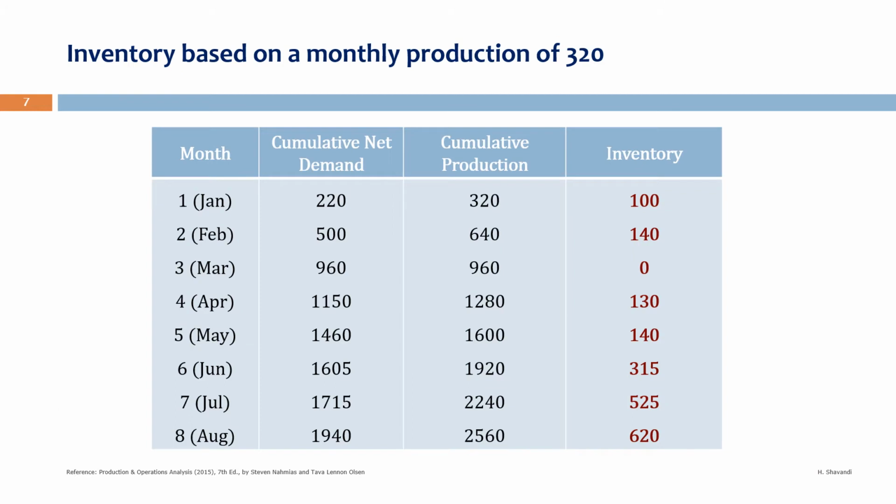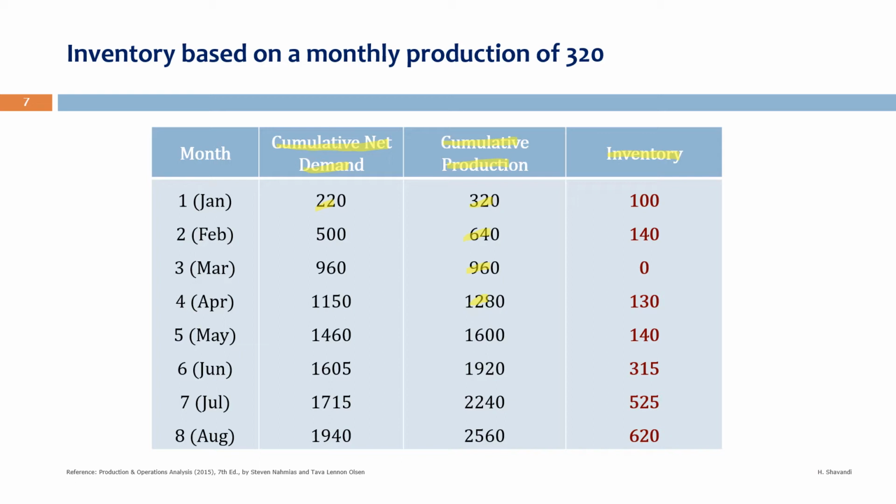So now if we apply the constant production level of 320 per month, we can calculate the cumulative production level over the month. And on the left side, we have the cumulative net demand, right? If we subtract the cumulative net demand from the cumulative production, then we'll have the inventory at the end of that period.